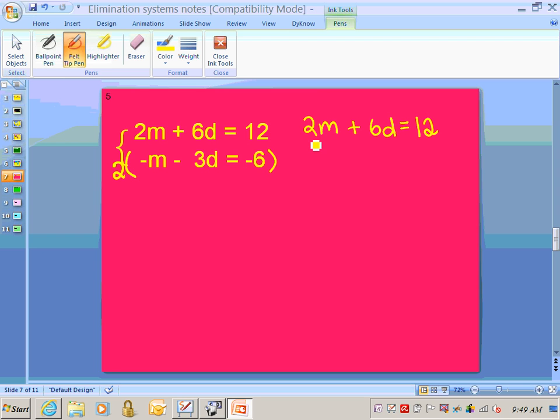Do they use x and y? Does it matter? No, just so as long as they're lined up together. You guys see that? Okay. The bottom one should say... Very good. Good.